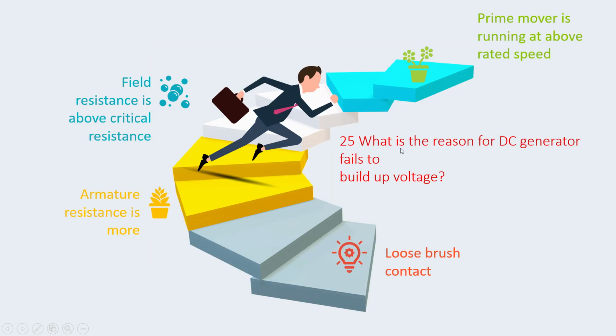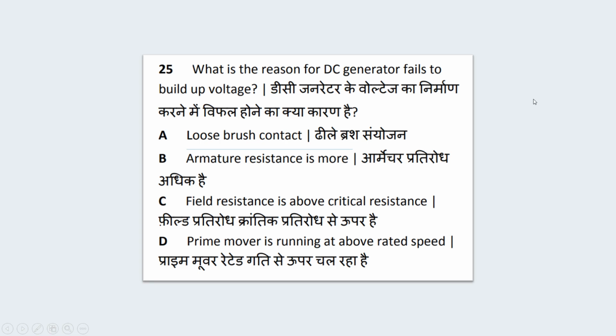What is the reason of a DC generator failing to build up voltage? Loose brush contact, armature resistance is more, field resistance is above critical resistance, prime mover is running at above rated speed. The answer is field resistance is above critical resistance.